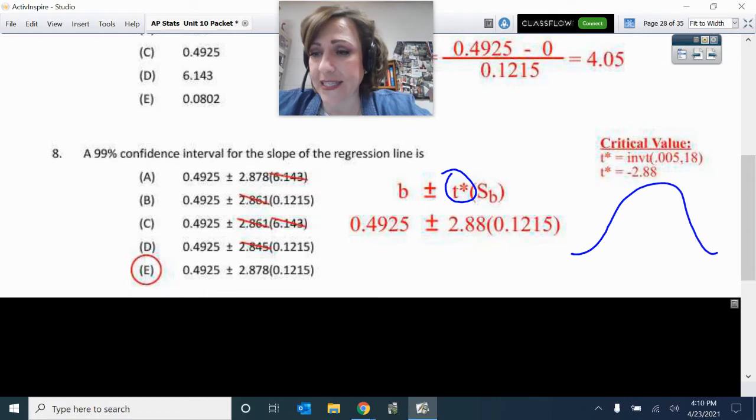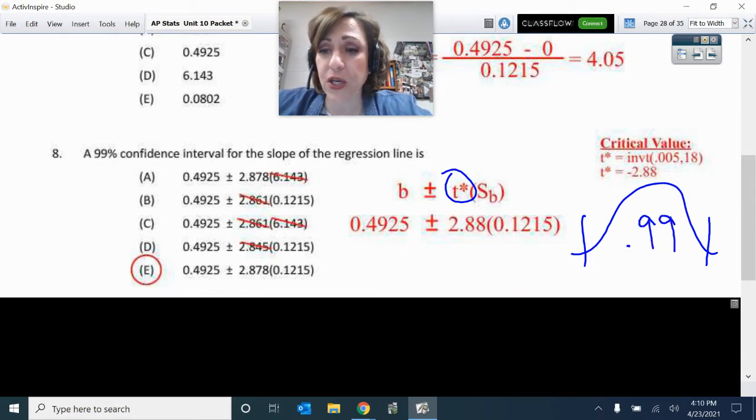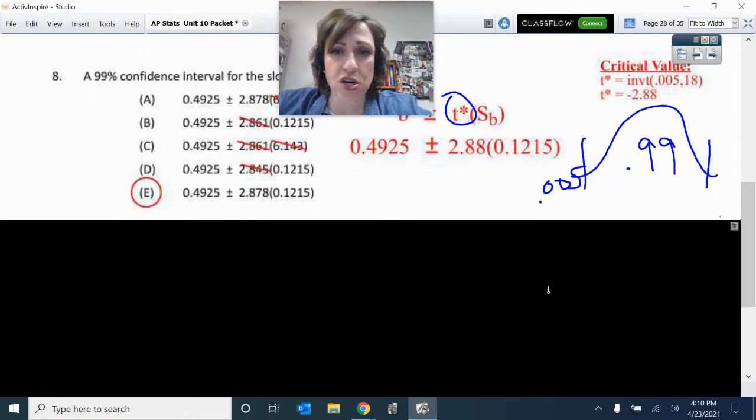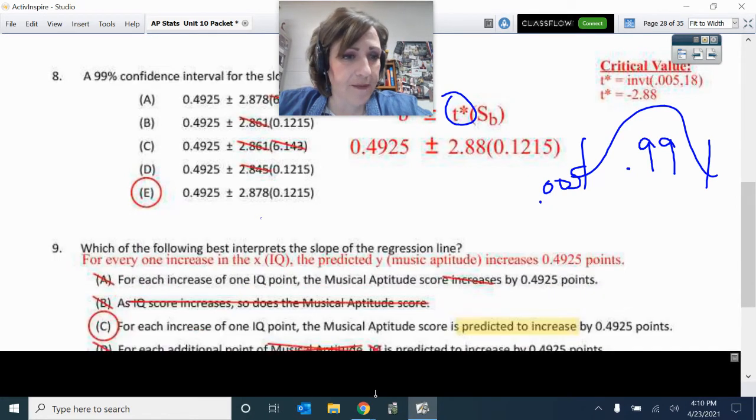Now notice that here's a common mistake. Don't inverse t 0.05. That would be 90% confidence. If we have 99% in the middle, then that's putting 0.005 in a tail. So that gave us our answer, 2.878. So there we have E.